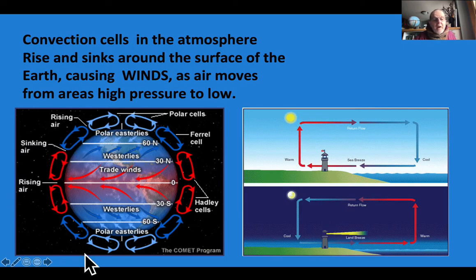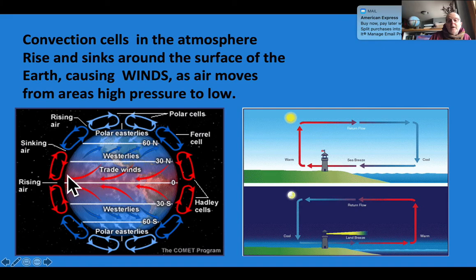Here we see them surrounding the surface. Convection cells in the atmosphere rise and sink around the surface of the earth, causing winds as air moves from areas of high pressure to low. So here at the equator, air is rising from the surface. That's an area of low pressure because the air is lifting off the surface. Well, if this is an area of low pressure, then wind will blow towards it. And we see that that happens from both 30 south latitude and 30 north latitude, because at those 30 north and south latitudes, air is sinking. Higher density air in that same convection cell that started at the equator sinks at 30 north and south. As it sinks, it then spreads over the earth as wind.